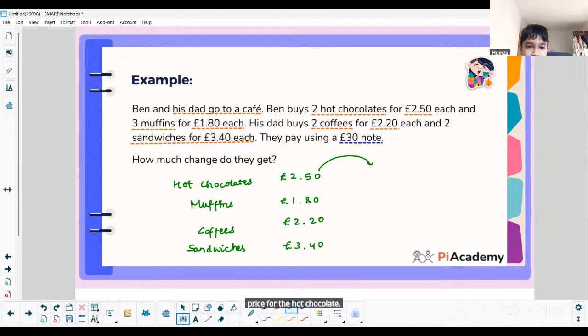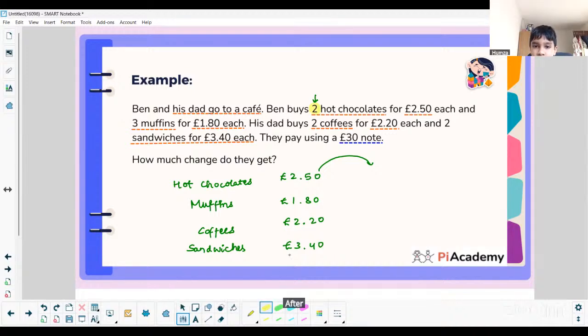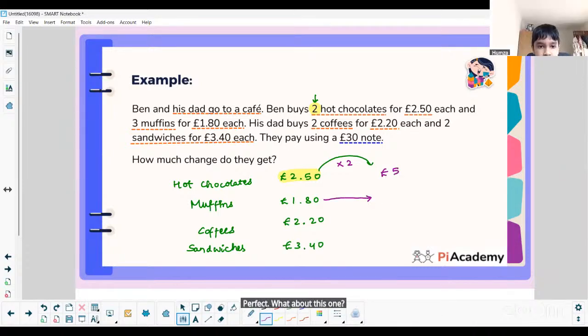So first what you do, you have to times the amount of money by how many you're getting. For example, you're getting 2 hot chocolates for £2.50. You have to times £2.50 by 2, which is £5. Very good. So here I am simply going to times it by 2 to get £5. Perfect. What about this one? How many muffins has Ben bought?